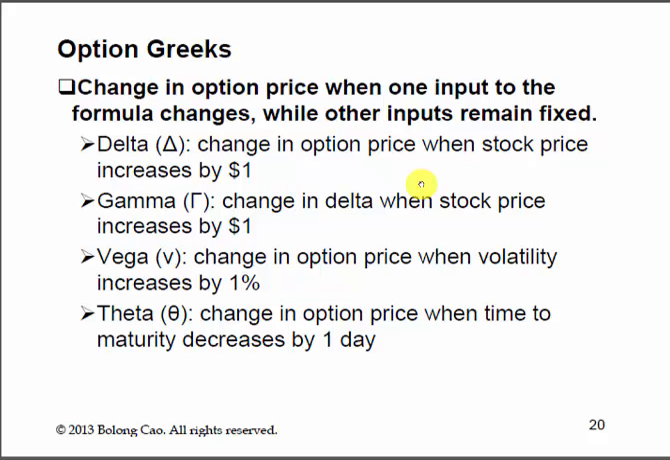Theta is the change in option price when time to maturity decreases by 1 day. Notice that this is the nature of time in all financial pricing situations. Time only moves forward, and as long as you have a set expiration date, the time left in a certain financial contract always becomes shorter and shorter. So we're talking about time decreasing, okay? When we talk about theta.